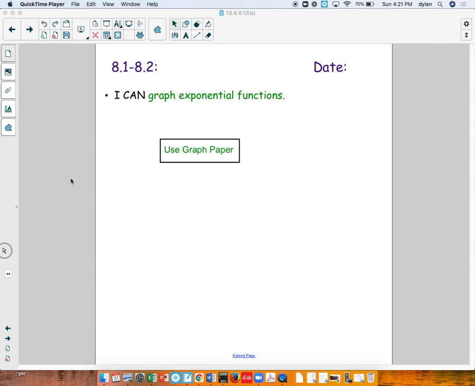I combined sections 8.1 and 8.2, so you'll see for your homework tonight that half the problems come from each section. And in 8.1 and 8.2, we're going to focus on graphing exponential functions. This is completely review from Algebra 1 for those of you that did Algebra 1 at Eagle with me. But it's also important to remind ourselves exactly how this works. So please use graph paper for your notes today as well as for your homework tonight. As soon as you've got your note sheet set up, go ahead and move forward.